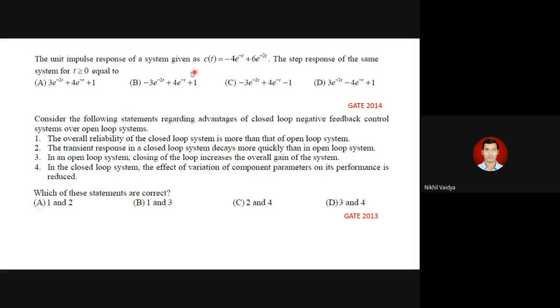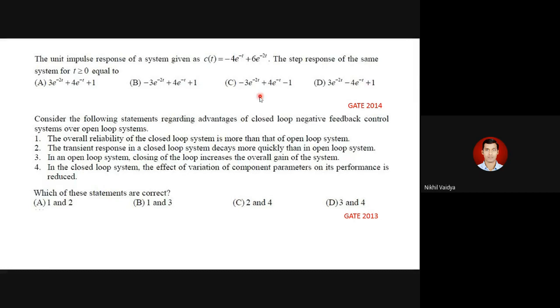Now, I request all of you to solve the integration of this c of t. Take its integration and you will get a plus C term here. Is it not? When we take integration of the equation, we get a plus C term. And how do we calculate the value of C? When we put the initial condition. Let's take t is equal to 0. If we put t is equal to 0 in that equation, we will get the value of C, which is mentioned in every equation here: plus 1, minus 1, plus 1.